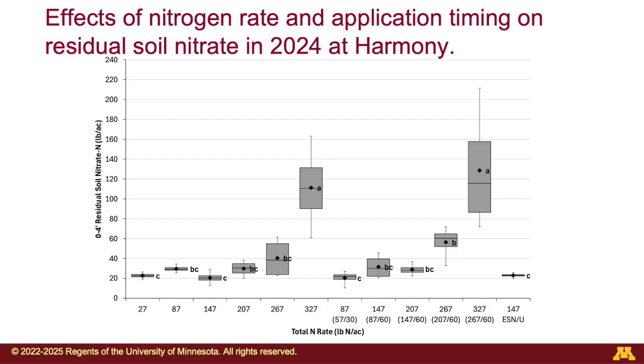This is the residual soil nitrate for that Harmony site. And again, look at how low some of these values are, even up to 267 pounds of N, which is considerably 80 pounds more than we really needed to optimize production. So applying much less than what's agronomically optimum really is not having a huge impact on the potential for loss and the potential for water quality degradation. It's not until we got up to 327 did we see that we left a lot of N in the profile.